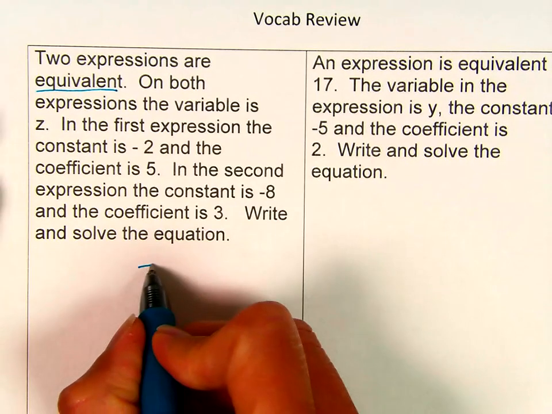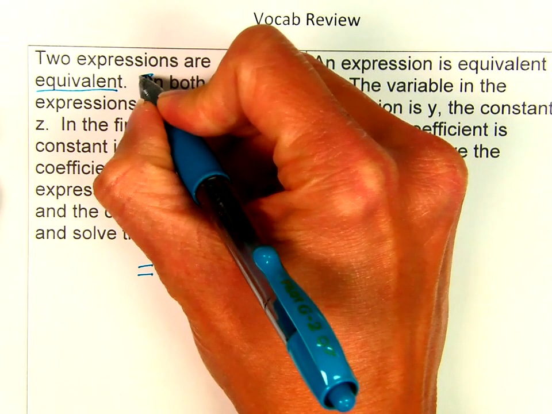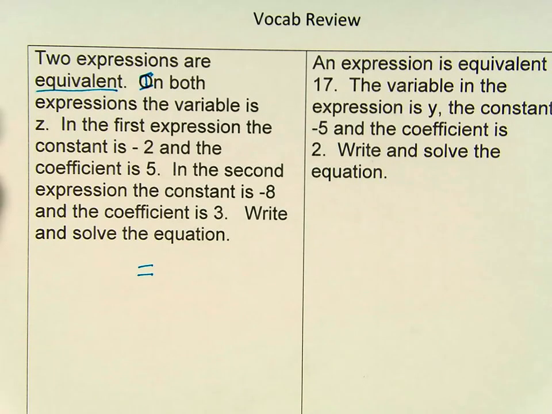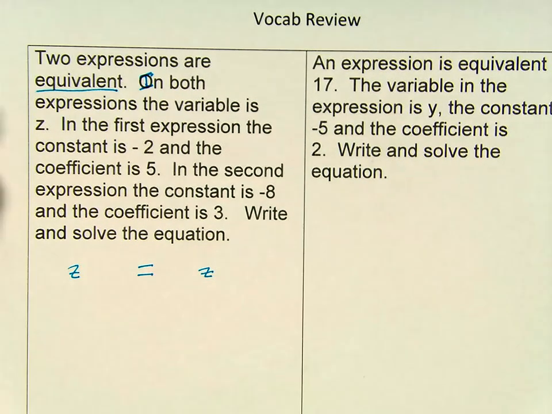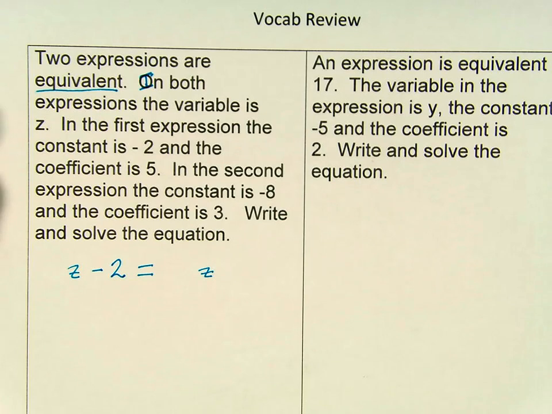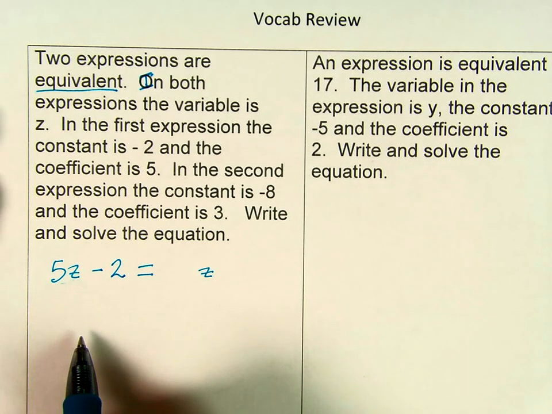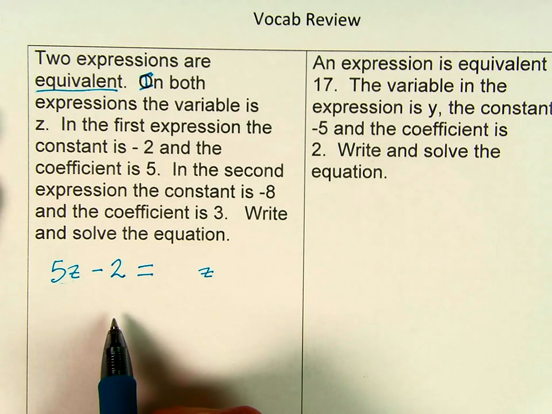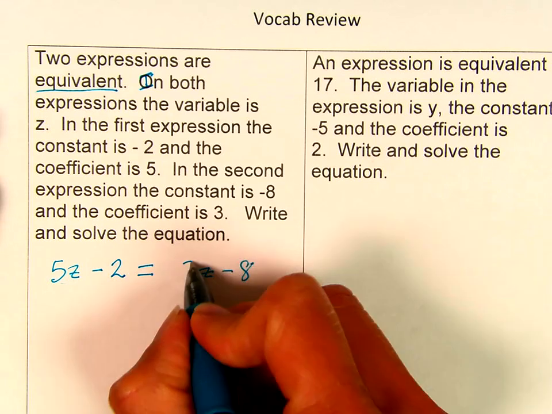Equivalent means equals, so I'm going to write my equal sign down right away. This should say "in," and I copied and pasted, so I'm going to make that mistake again. In both expressions, the variable is z. All right, I got a z on both sides. In the first expression, the constant is -2, so I'm going to put a -2 after the z, and the coefficient is 5. The coefficient is always multiplied by the variable. So that's my left side. My right side is the second expression, where it says the constant is -8 and the coefficient is 3.